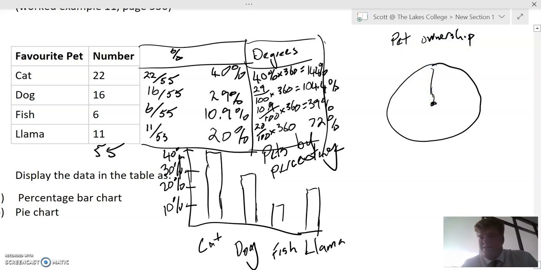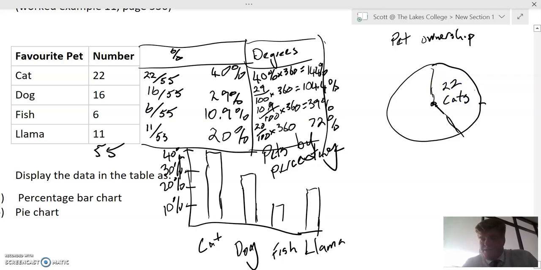But let's start here. So we know 90 degrees comes around to here, so about here. 145 is going to be a little bit further around than halfway between the next two. So this should be our biggest wedge, and this is going to be the 22 cats.